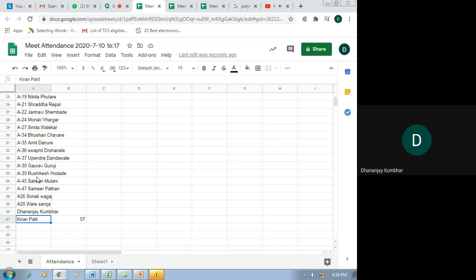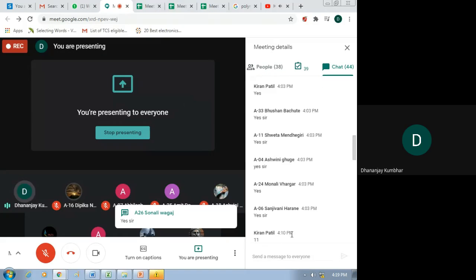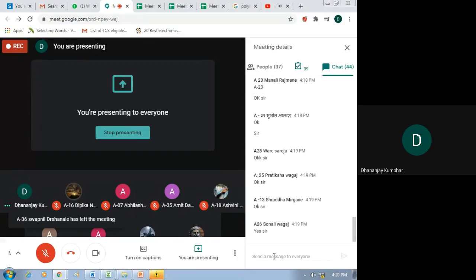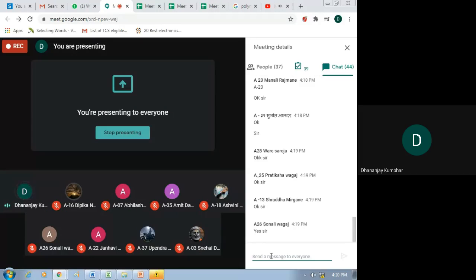So that your roll numbers will be in sequence. For you also it will be easy for recognizing. Similarly, Sonali Vagas and Vare Saroja, just add a dash in your A-26, A-28. Okay, so anybody whose number is not there, just mention it. Everybody's number is present. Okay, then now you can quit the meeting. The session is over. Thank you.